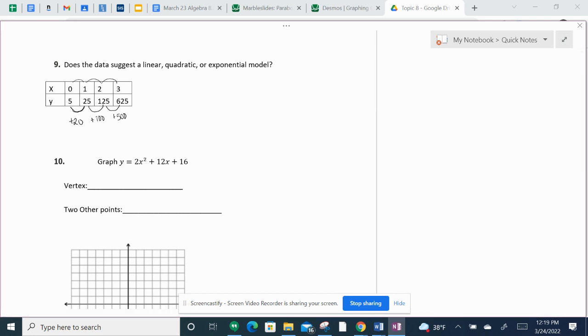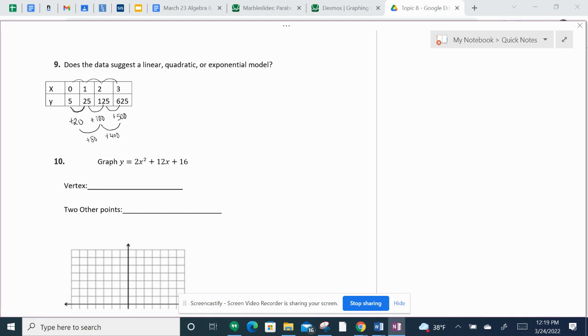So next I'll check quadratic, and I'll say, okay, from 20 to 100, that's adding 80. And from 100 to 500, that's adding 400. Again, not consistent, so that would not be considered a quadratic.